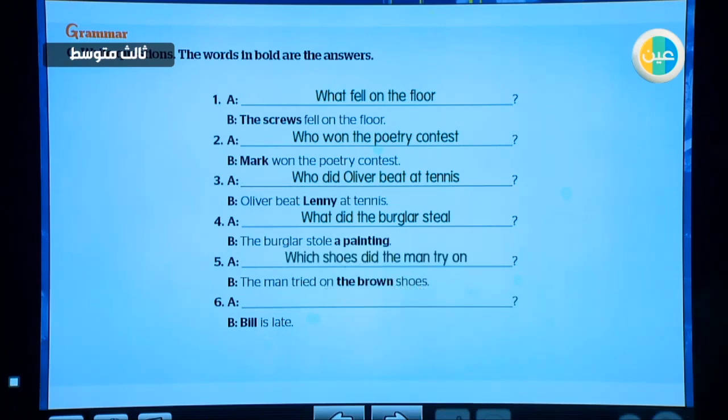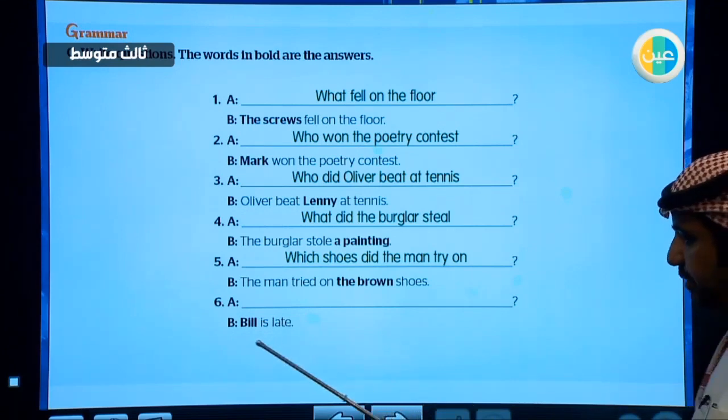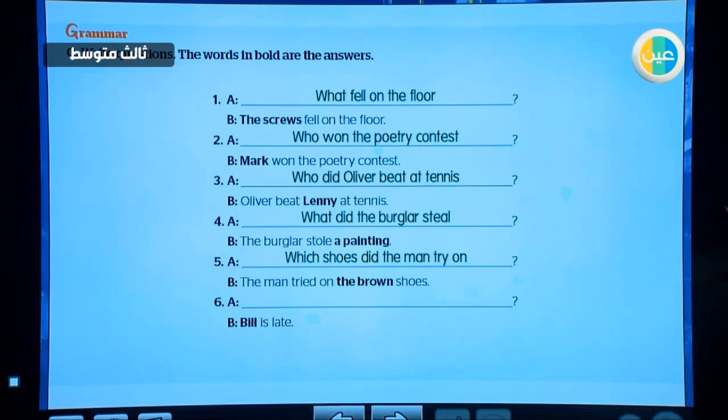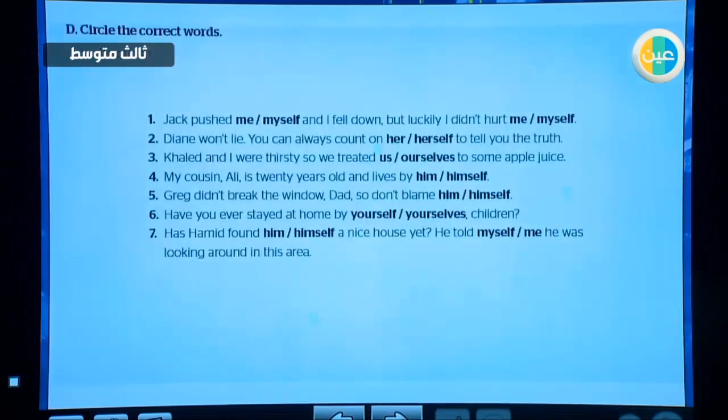Excellent. Number 6 is again asking about the subject, which is very easy. As I told you, just remove the subject and put the question word here, the WH, the suitable or appropriate WH word. And Bill is a name of a person, so we say who is late. Who is late. Excellent. Now let's go to exercise D.